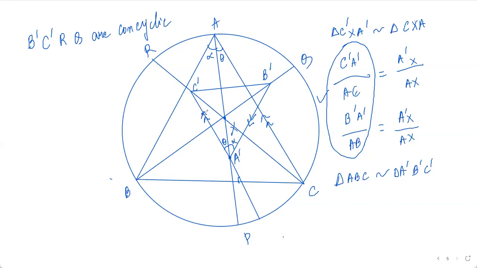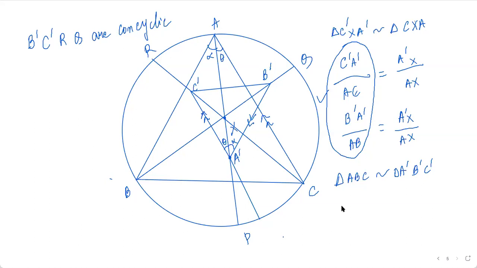So this is parallel to this. Yes, this is angle C. And angle A dash C dash B dash, by similarity, is also equal to angle C. Right, and so they are parallel. Parallelism proved.